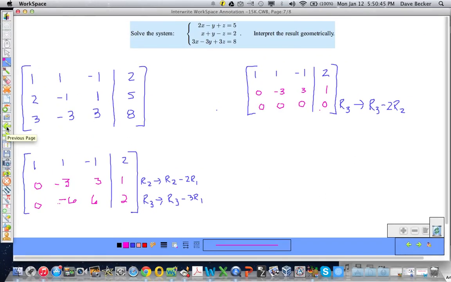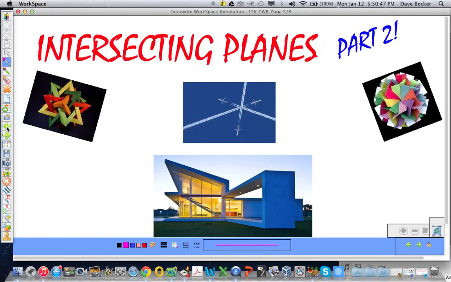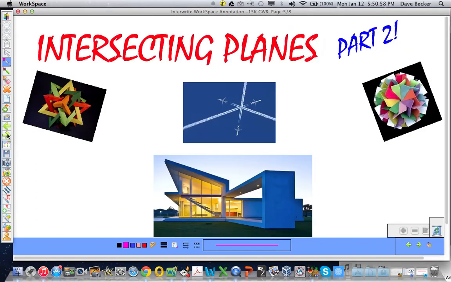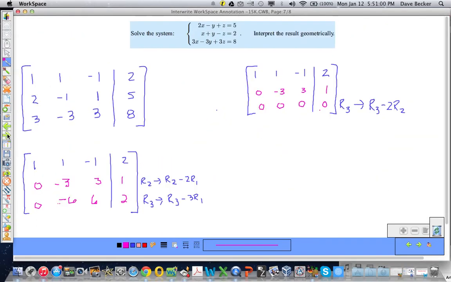I just want to go back real quick and show you, yeah, here, where they say it's absurd. So you can go back here and review it if you want. Okay. Forward, forward, forward. Okay, so what do we do from here?